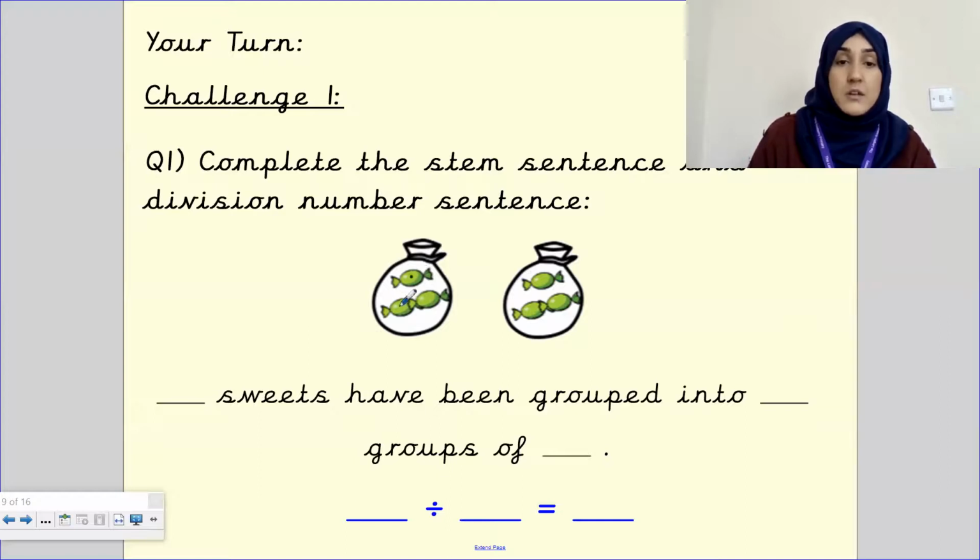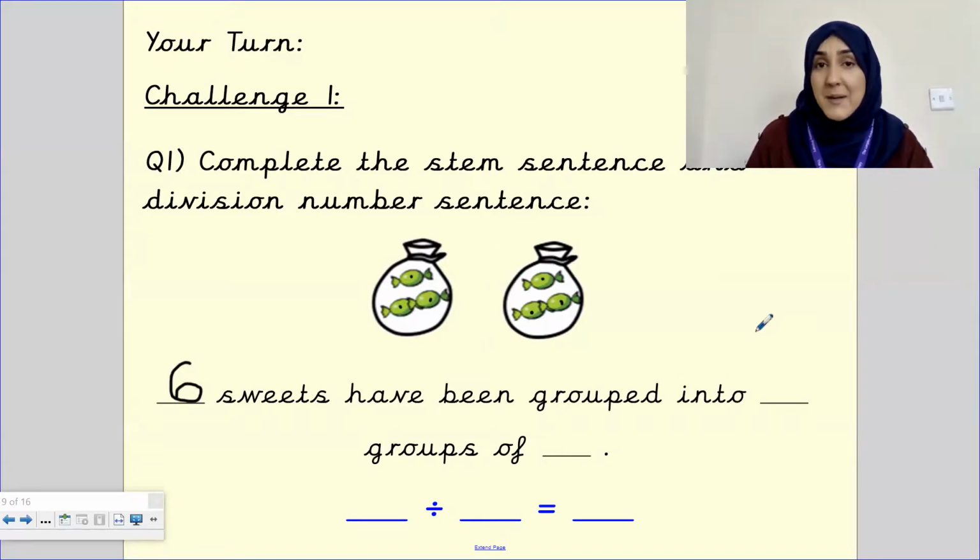We have 1, 2, 3, 4, 5, 6. So 6 is our total amount. 6 sweets have been grouped into, how many groups are there? How many equal groups can you see? Well done, 2 equal groups.